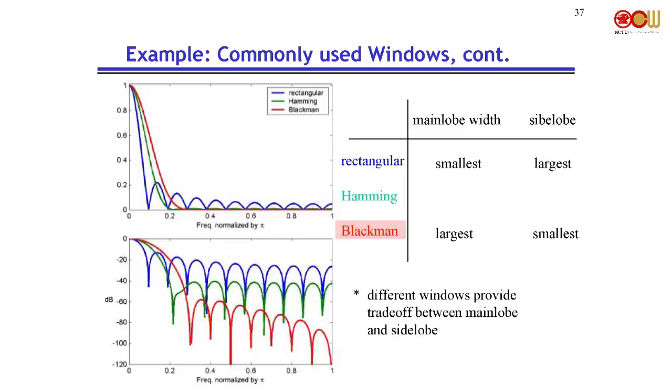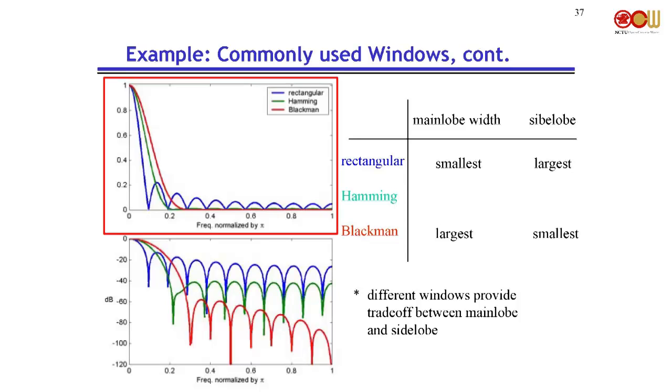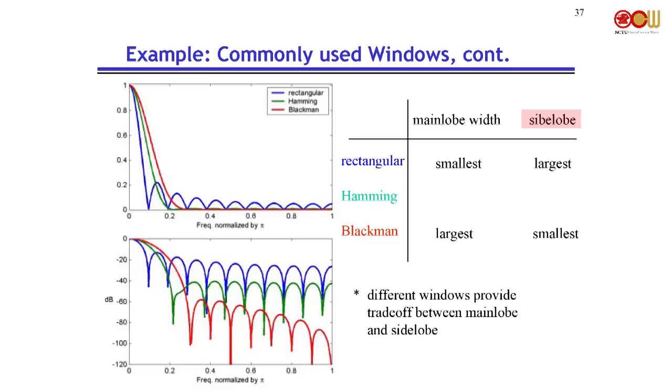So in terms of main lobe width, the rectangular is the narrowest, followed by Hamming and then Blackman. Okay, so that's the magnitude response. Now let's look at dB. That's the dB plot of this figure, exactly the same thing, only we're drawing in dB. Then what can we say about the side lobe? Who has the smallest side lobe? The red one has the smallest side lobe, right?